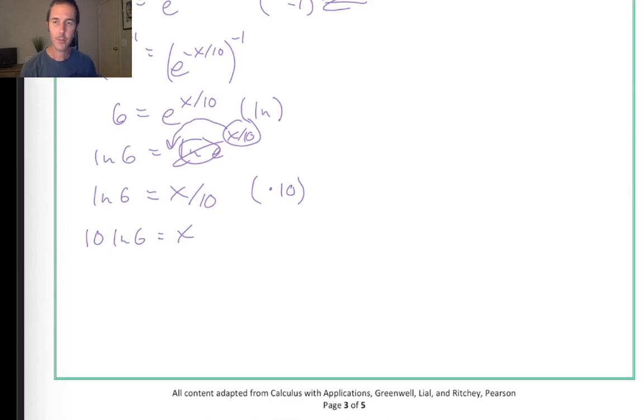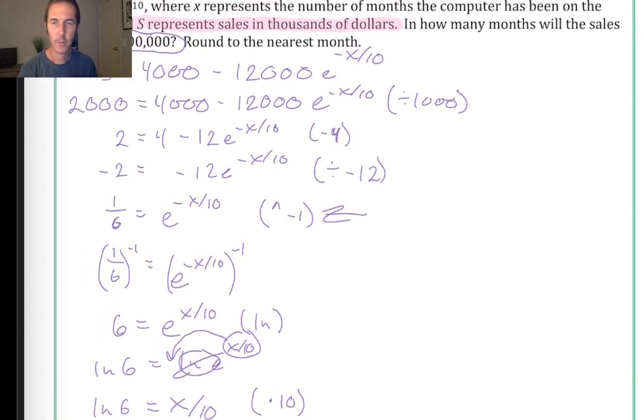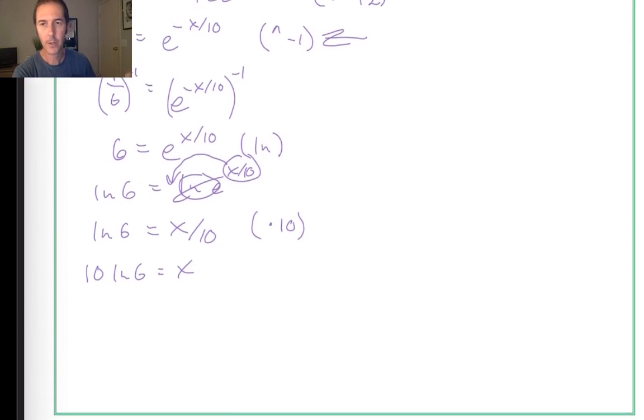So that's an exact answer. I'm a math guy, so I love that answer because it's as precise as you can possibly be. We're trying to find this x value rounded to the nearest month. So now I'm going to take this, plug it into my calculator, and round to the nearest month.